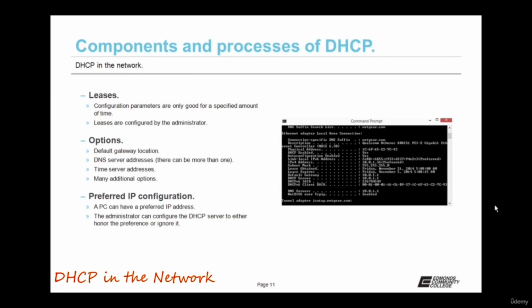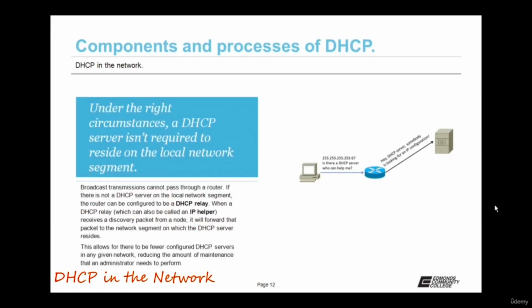That would be the IP address that it had the last time it booted up. Now, it can request that same IP configuration from the DHCP server. Now, the administrator can configure the DHCP server to either honor that preference or to ignore it. Now, under the right circumstances, a DHCP server isn't required to reside on the local network segment.